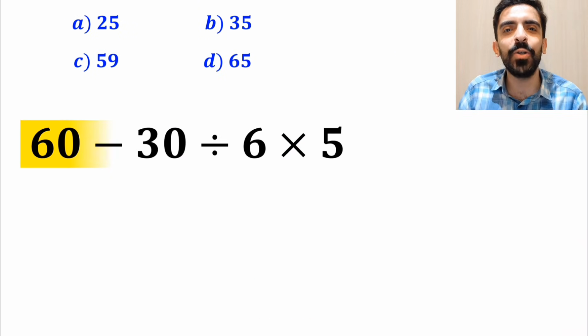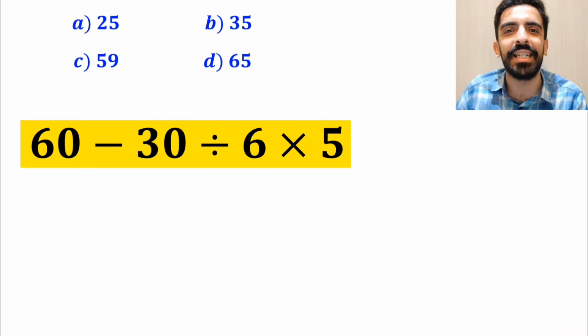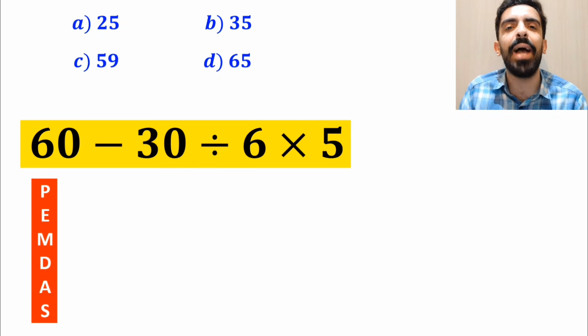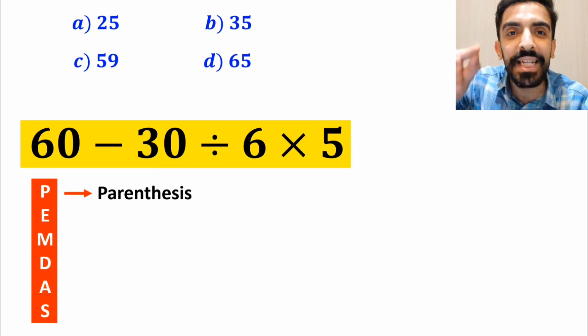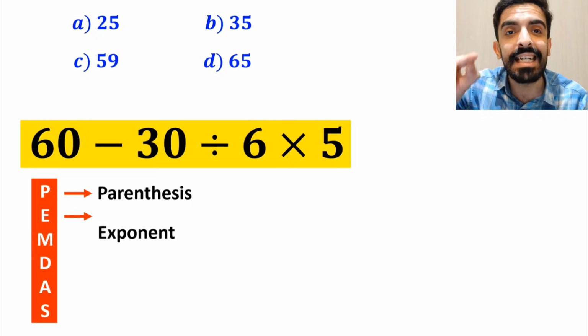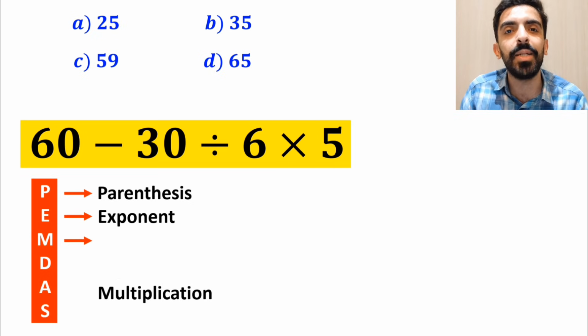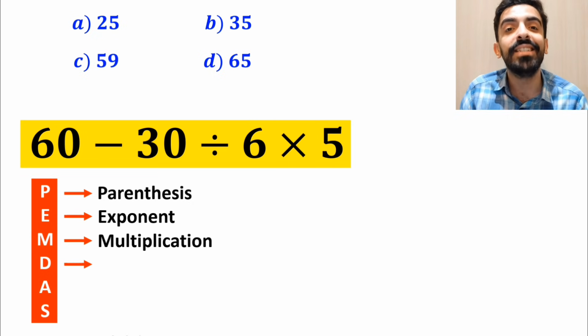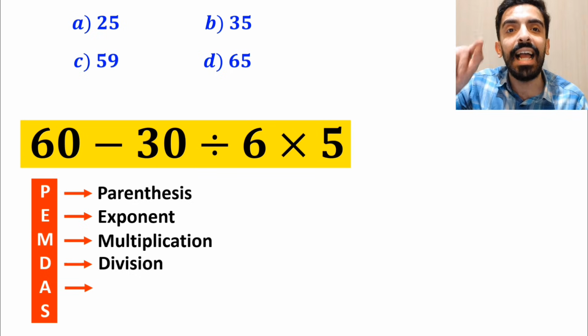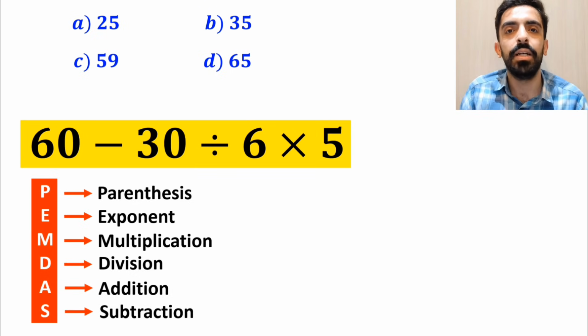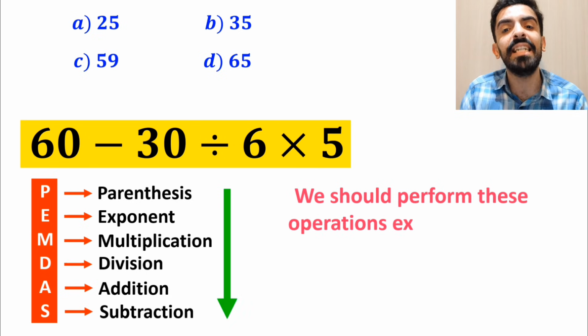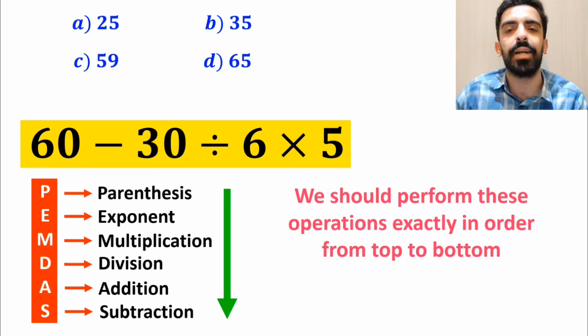Alright, now let me show you how to solve this expression properly. To solve this question, we must follow a rule that is called PEMDAS. In this rule, P stands for parentheses, E stands for exponent, M stands for multiplication, D stands for division, A stands for addition, and S stands for subtraction. We should perform these operations exactly in order from top to bottom.